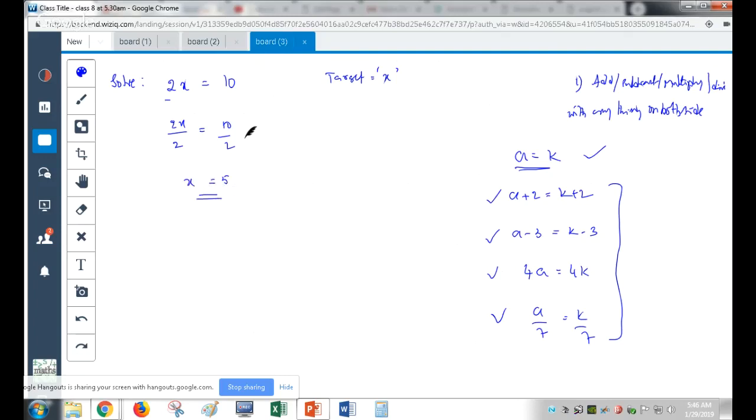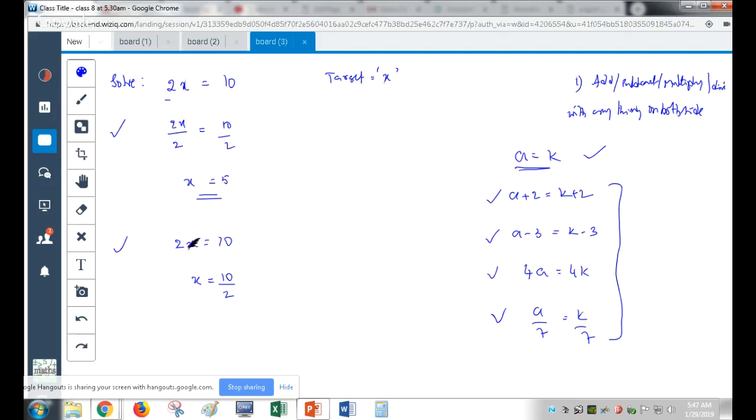So here what we have done? We have divided both sides by 2. In simple terms, we can do it like this also. 2x is equal to 10, and here x is getting multiplied. When this goes to that side, it will divide the right hand side.